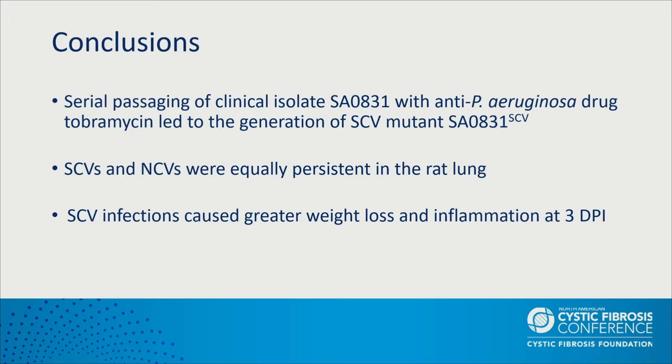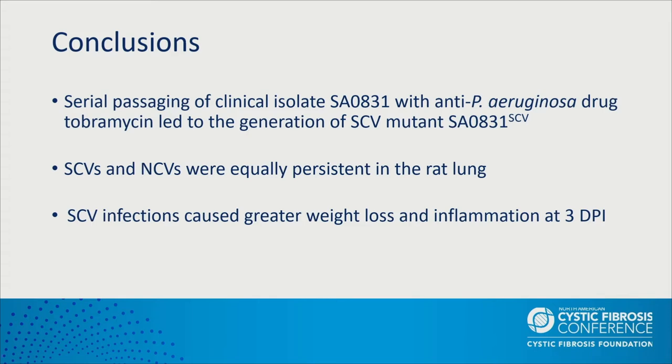So overall, this body of work showed that we were able to serially passage the clinical isolate SA0831, which is a MRSA isolate from a patient at UAB, with anti-Pseudomonas tobramycin, and this led to the generation of the SCV mutant SA0831-SCV, which was a menadione auxotroph and had all of the characteristics of what an SCV looks like. Additionally, when we put these SCVs into the animal lung, we found that they were equally able to persist. However, they caused greater weight loss and inflammation at 3 days post-infection in an acute infection time period.